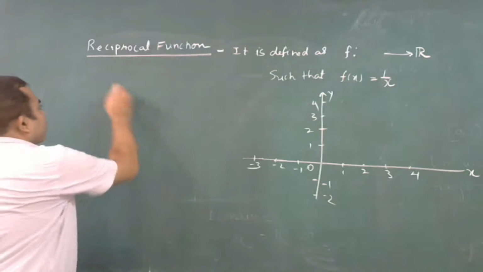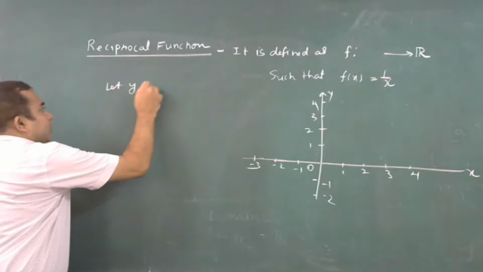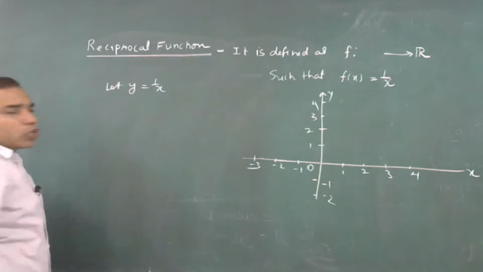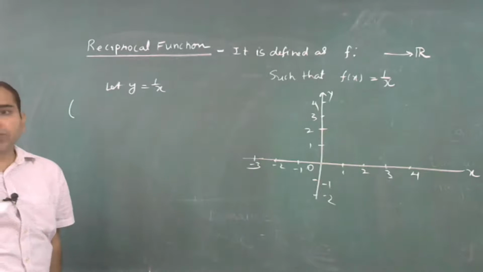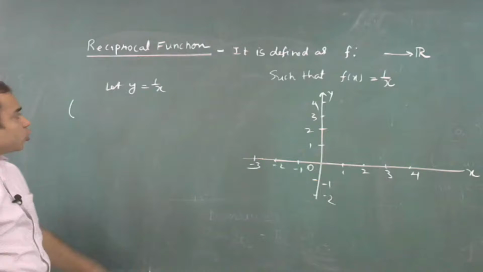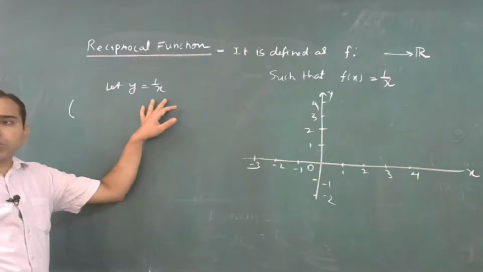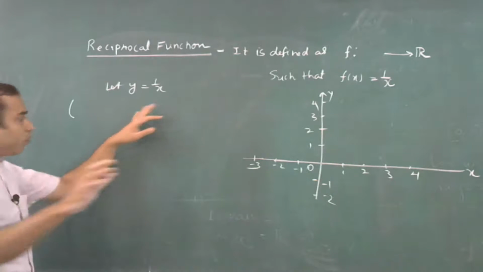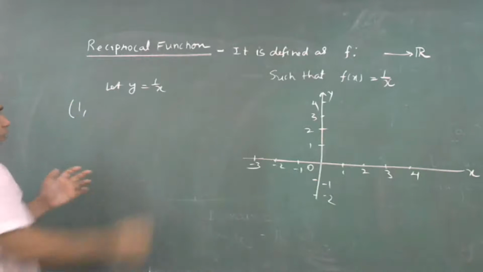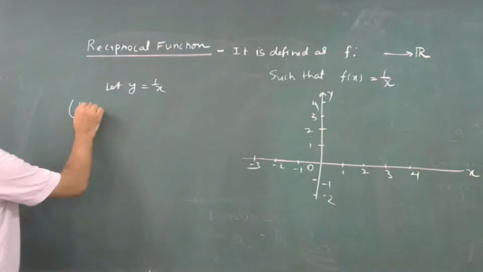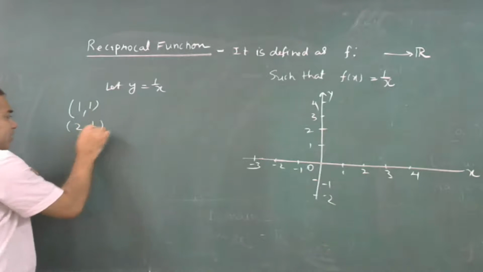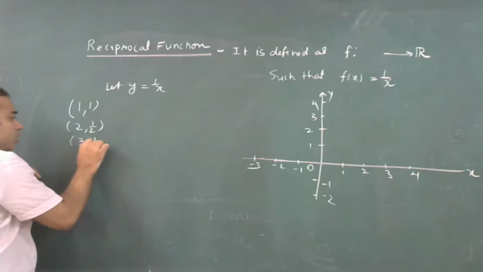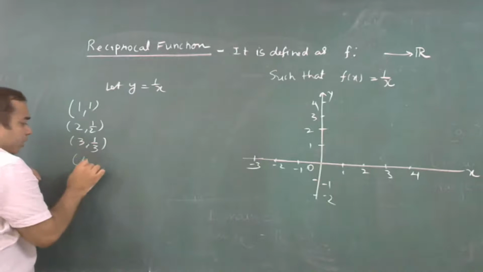And to draw the graph, begin with let y equal to 1 upon x. Find out the solutions and plot them. If x is 0, y will not be defined. So 0 will not have any image. 1 upon 0 is infinity. For 0, there will be no image. If x is 1, y will be 1 upon 1, that is 1. If x is 2, y will be 1 upon 2. If x is 3, y will be 1 upon 3. Right? You're getting your points here.